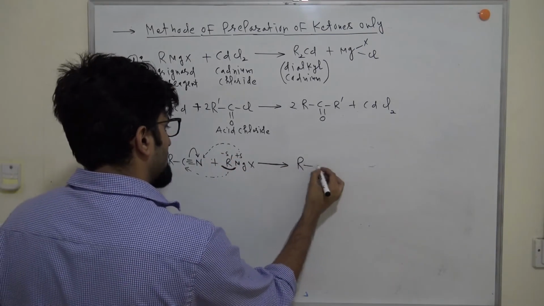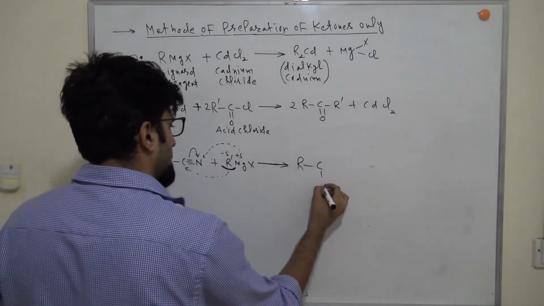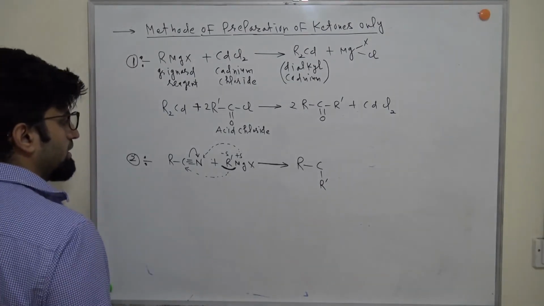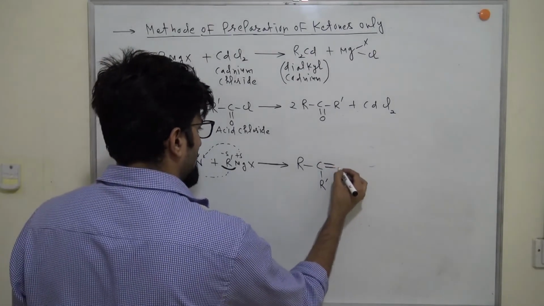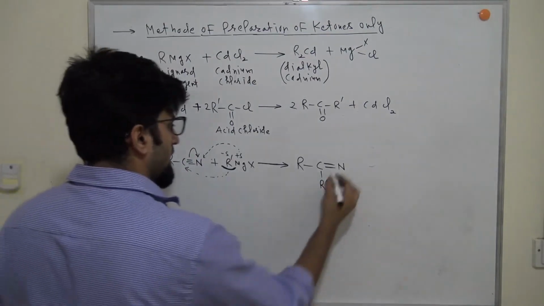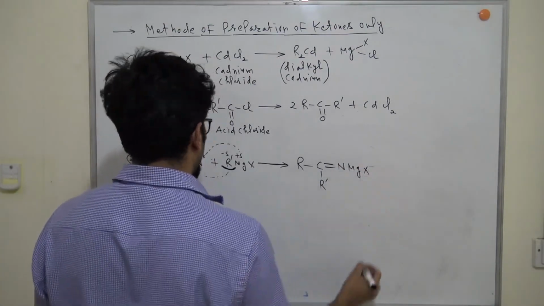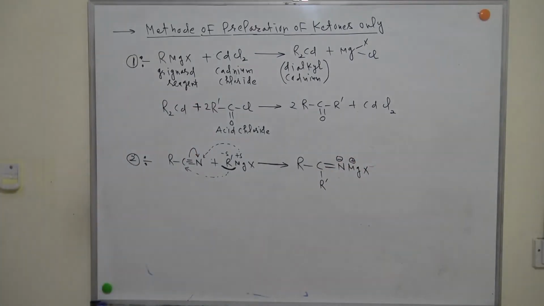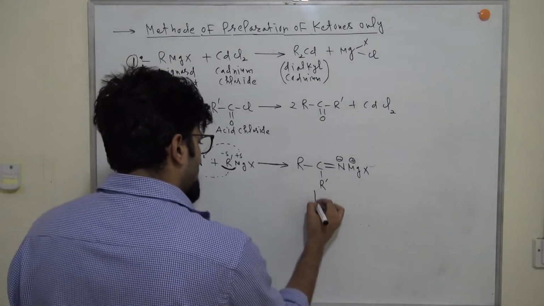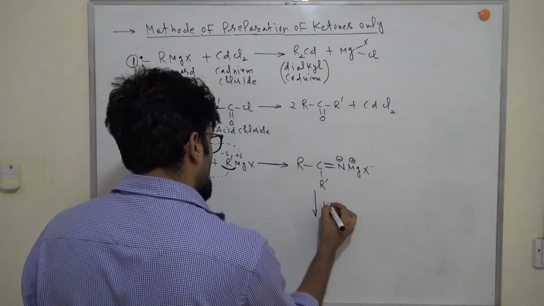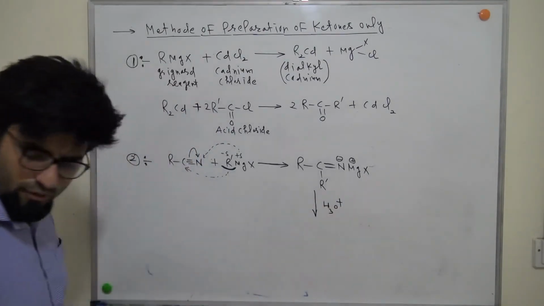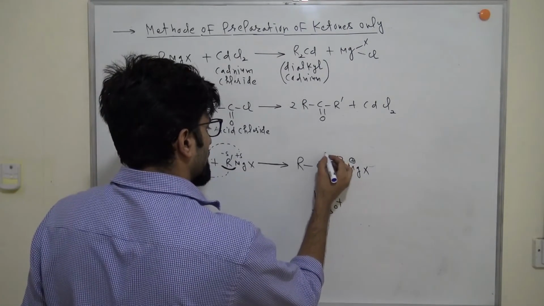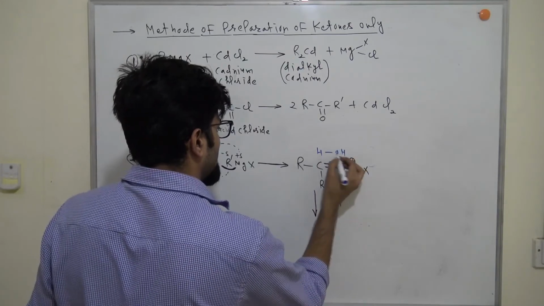What will we get? R, C, R dash, then we will get a double bond N, and MgX. Okay, so this is plus and this is minus, let's say. Okay guys, now in the next step what we are going to do is hydrolysis. Basically for hydrolysis I will tell you the trick also. Like you do like this. This is H and this is OH.